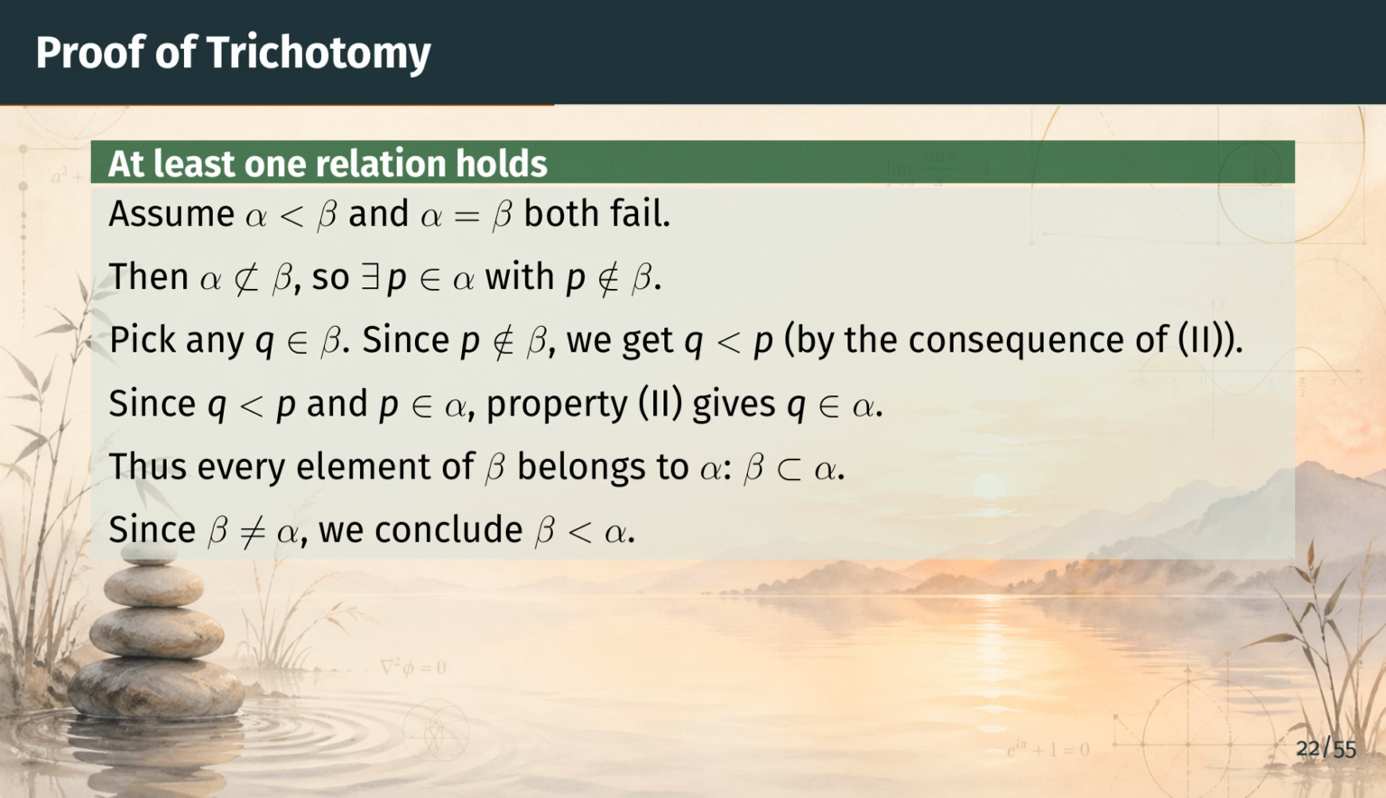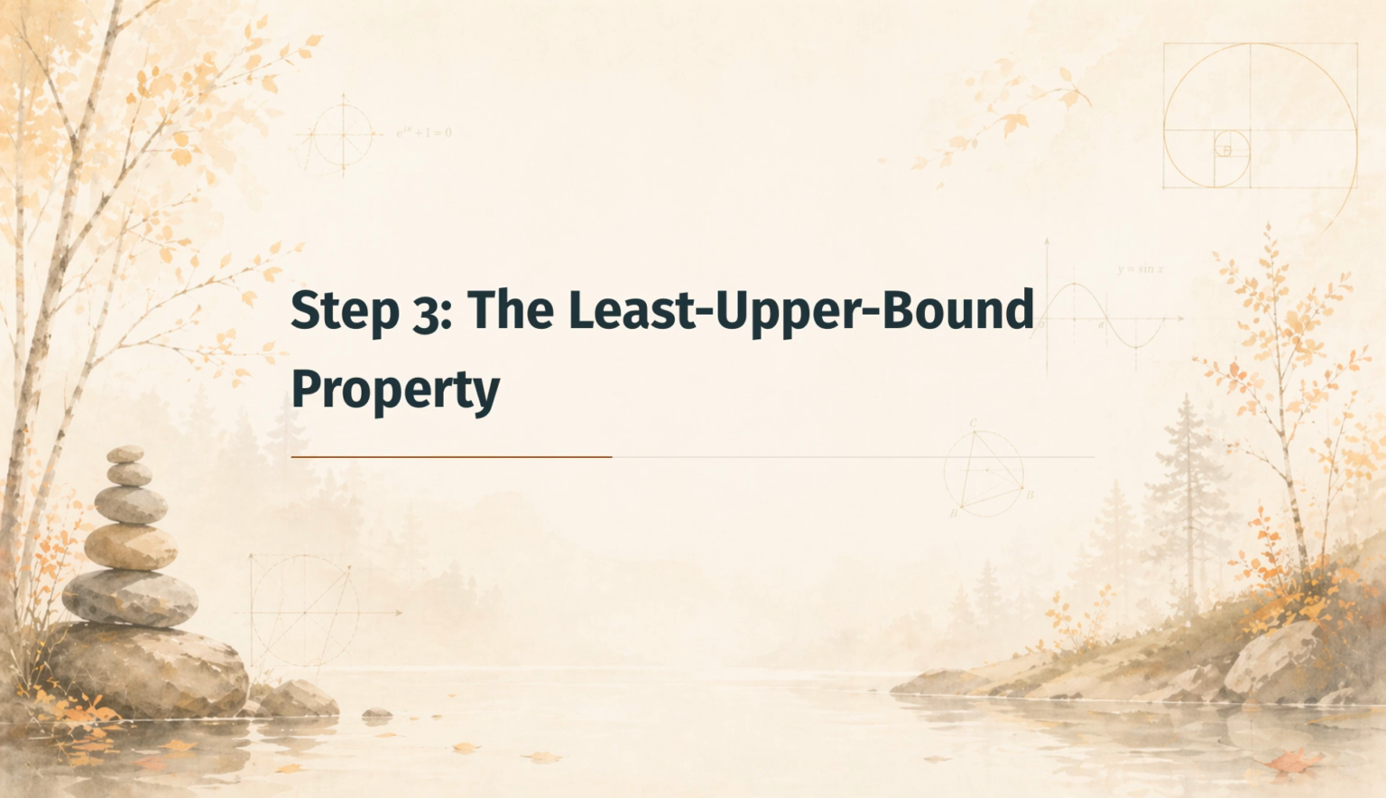Pay attention to the logical structure, not the symbols. We started by ruling out 2 of the 3 possible orderings, and the one witness p forced the third to hold. That is how trichotomy proofs are typically organized. Assume 2 cases fail, and show the third is inevitable. With this, the set of cuts is an ordered set, and we can move on to its most important structural property.